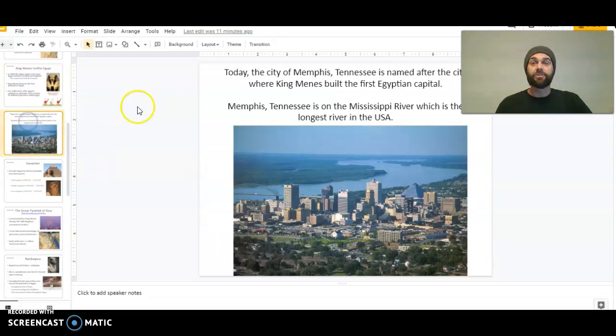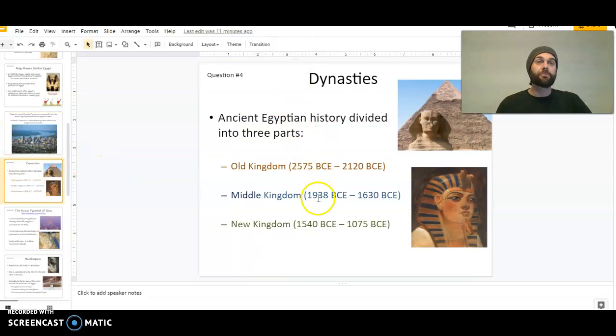This is an interesting little tidbit of information about Memphis, Tennessee, which is situated along the Mississippi, which is the longest river in the United States. They also have some similar buildings to Egypt.